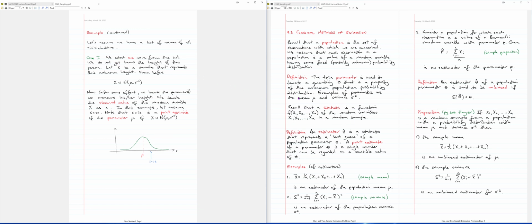The parameter is a quantity. The term parameter is used to denote a quantity, theta, and theta is just a name, that is a property of your unknown population probability distribution. So this is your probability distribution for your population.